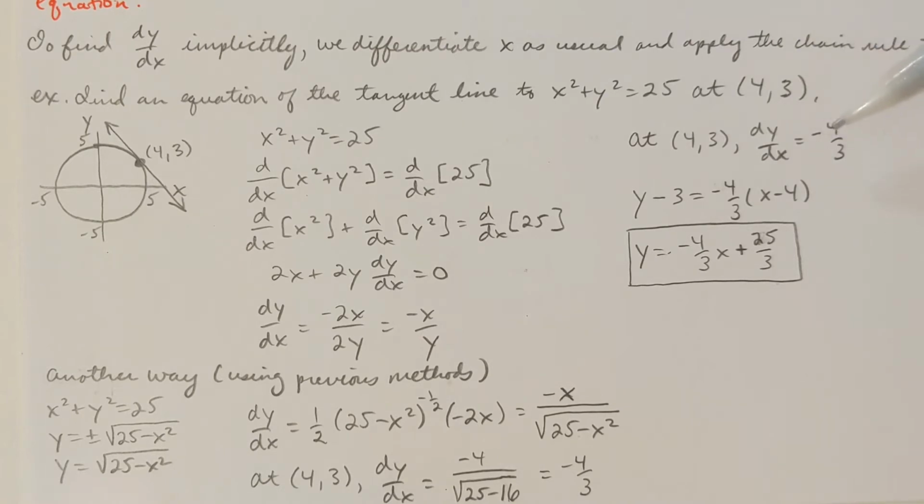Now that I know the slope is negative 4/3, and I know a point on the graph, I'll use the point-slope equation to find the equation of this line. y minus y1, which is 3, equals the slope, negative 4/3, times x minus x1, which is 4. In slope-intercept form, when you add 3 to both sides, y is equal to negative 4/3 x, and then let's see, 16/3 plus 9.